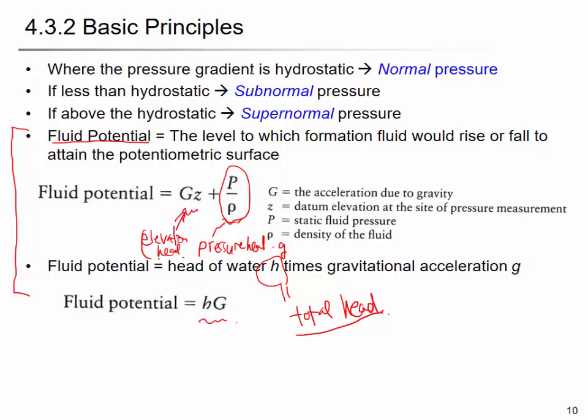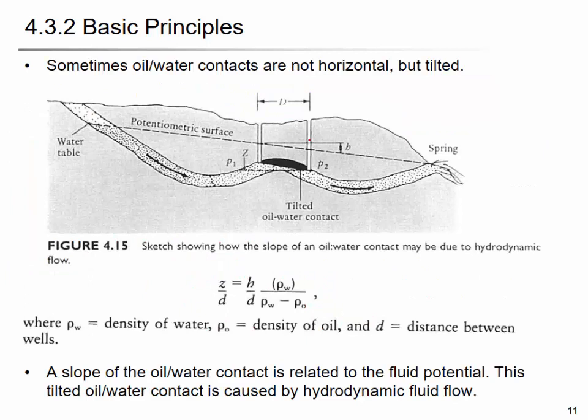there's a pressure gradient you can calculate from the groundwater surface, right? And it will increase with respect to depth and the density. If the pressure is the same as the hydrostatic pressure, it's called the normal pressure. If the pressure is less than the hydrostatic pressure, it's called subnormal. And if it's more than the hydrostatic pressure, it's a supernormal pressure. We'll talk about it in the next few slides. Okay.